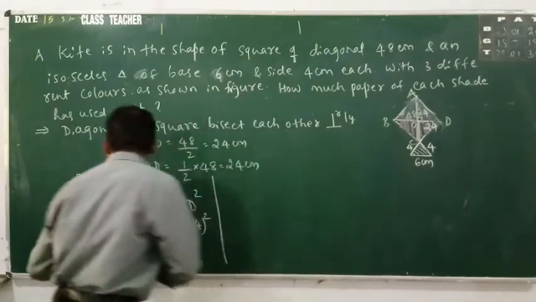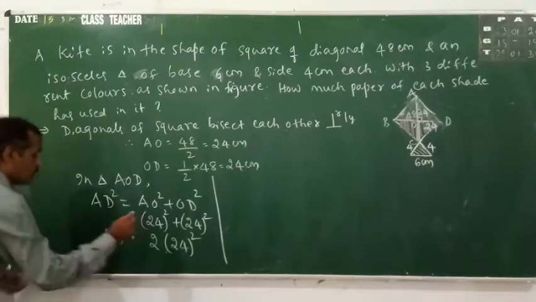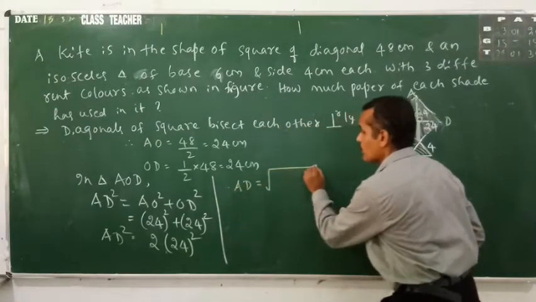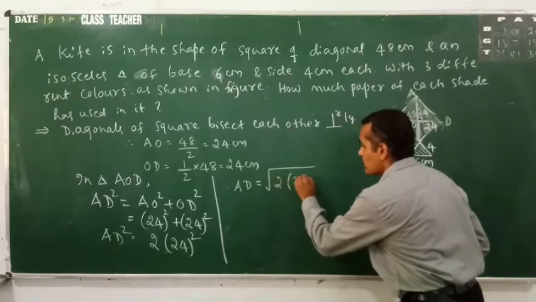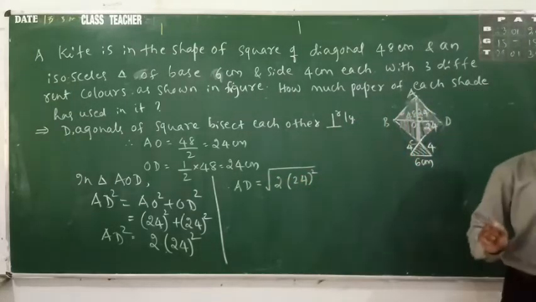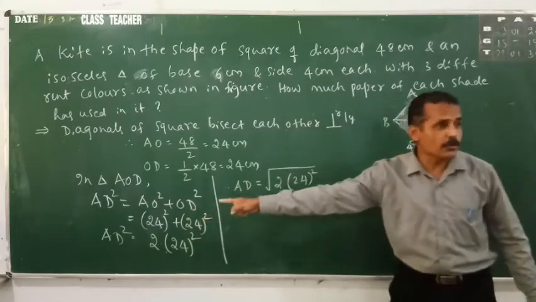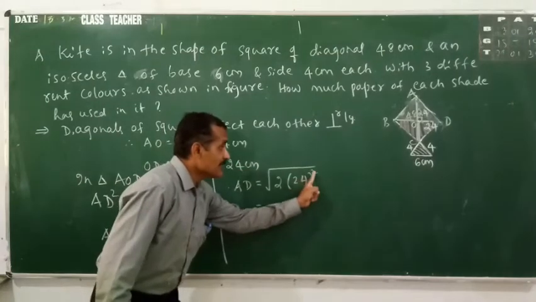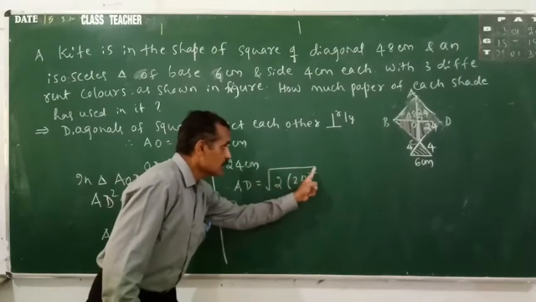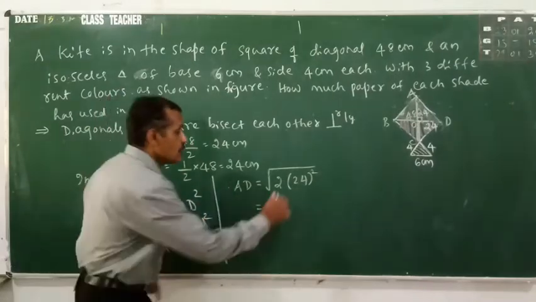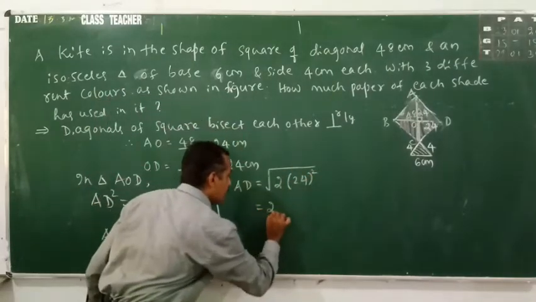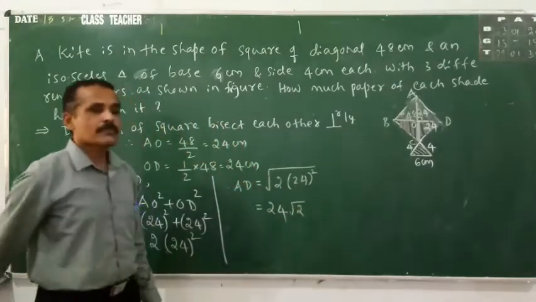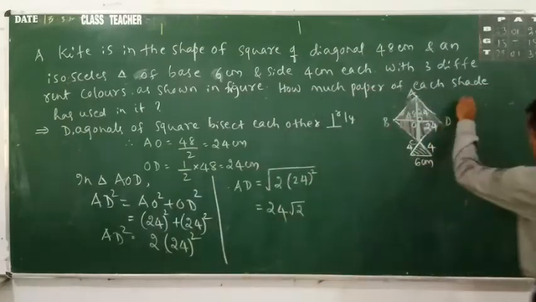AD square is equal to 2 times 24 square. Therefore, AD is equal to the square root of 2 into 24 square. Very simple. If you multiply, it will take a lot of time for you. Don't do that. Now, you know that when a square number is under a root, the square and square root get cancelled. So the square root of 24 square, 24, will come out. Root 2 will be as it is inside. You remember this point.